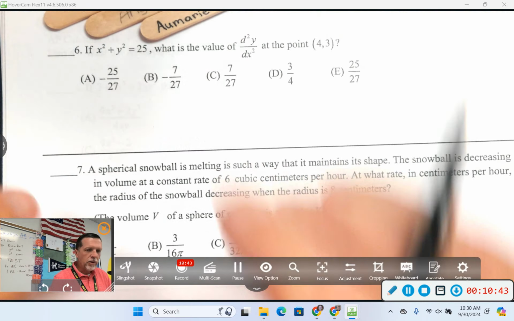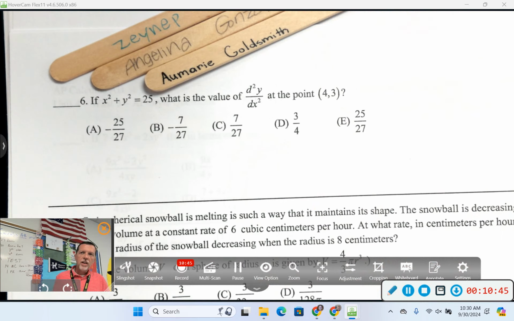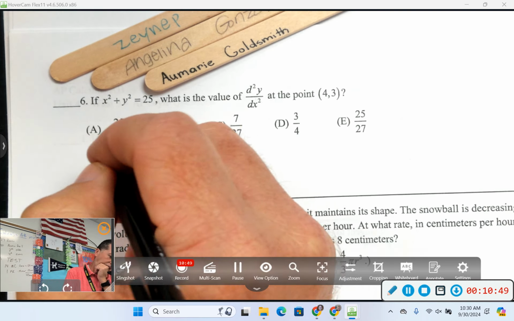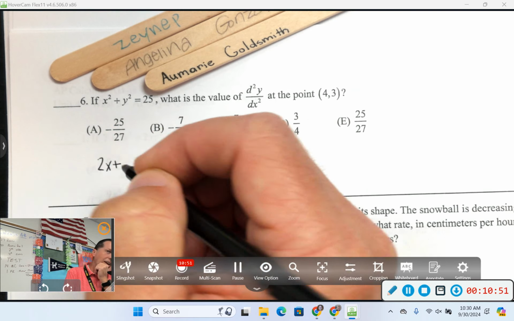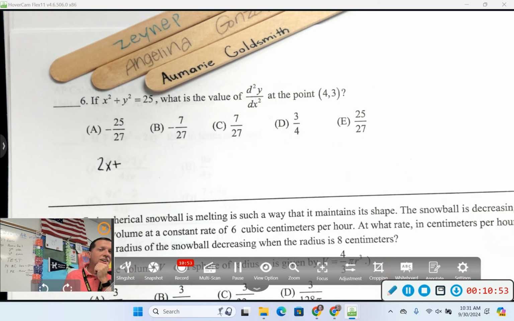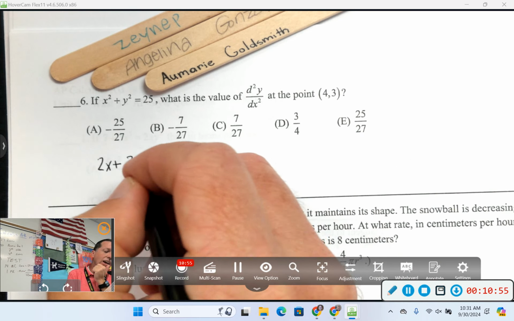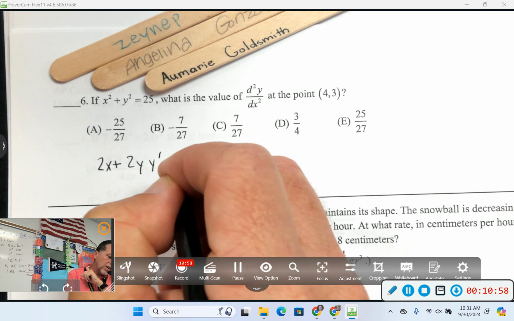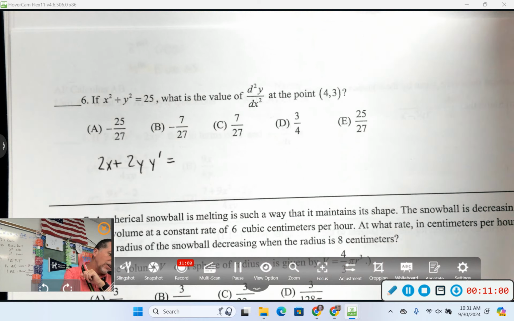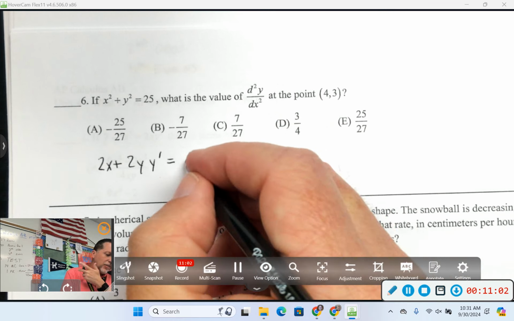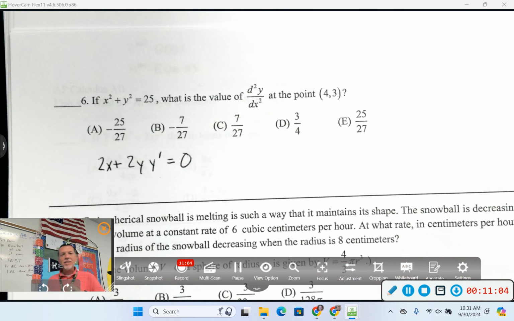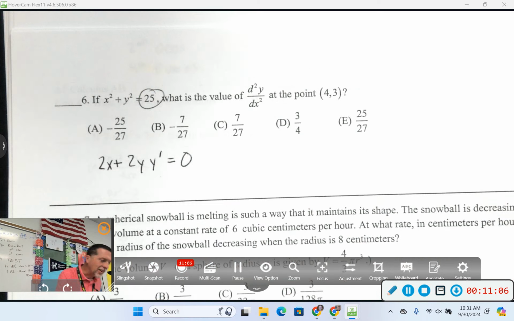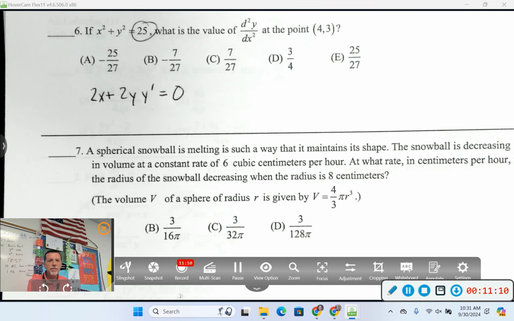Find 3 people who are here. Zainab, how about the derivative of x squared? 2x. Angelina, the derivative of y squared? Good. 2y prime. And Marie, the derivative of 25? 0. I keep asking because you know it's 0, but man, that's the common mistake, is to get all the hard stuff right and then forget that the derivative of a constant is 0.